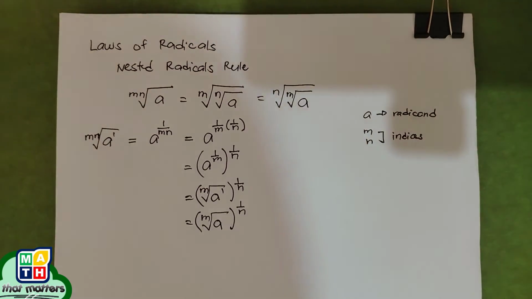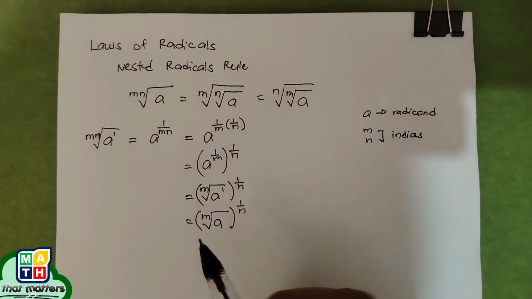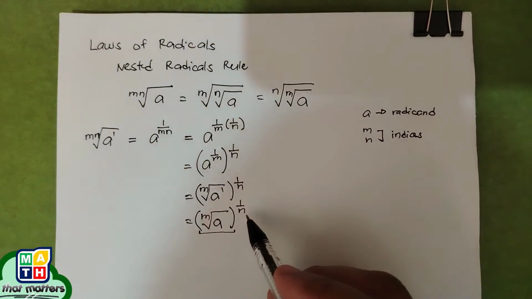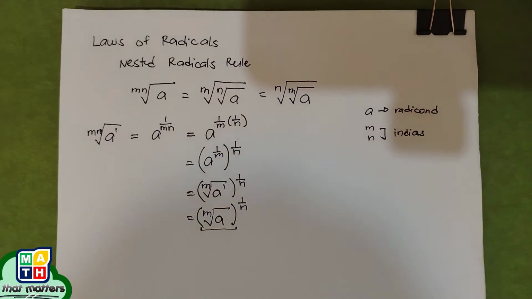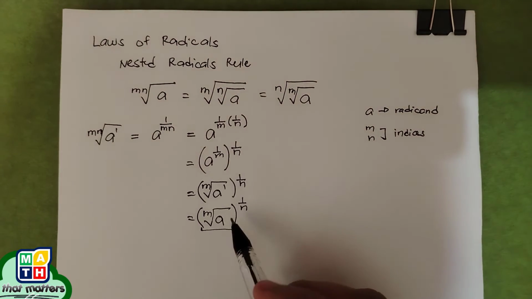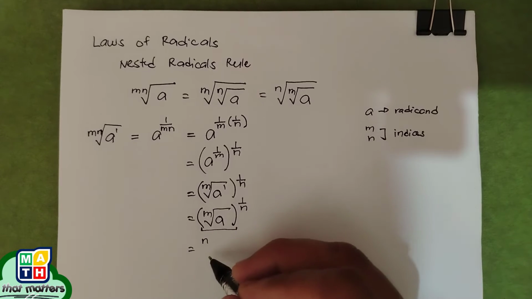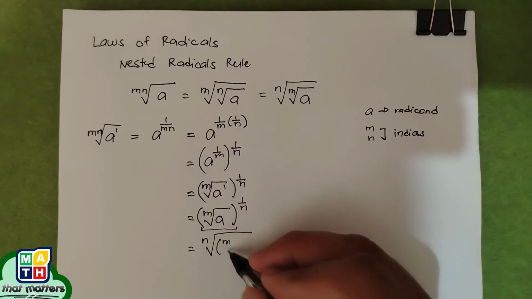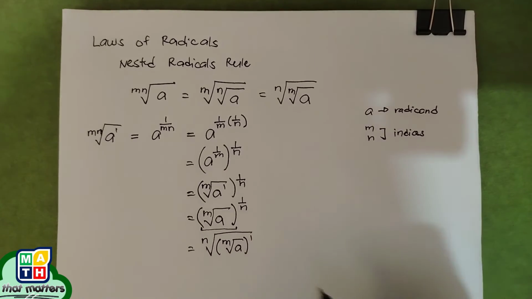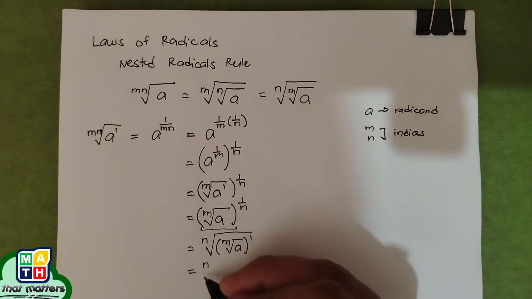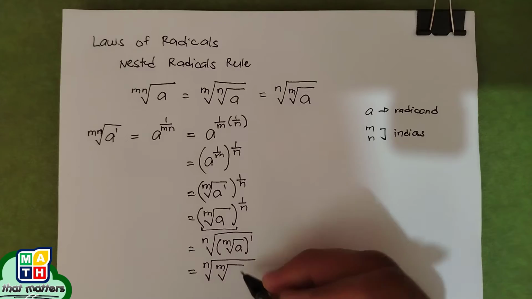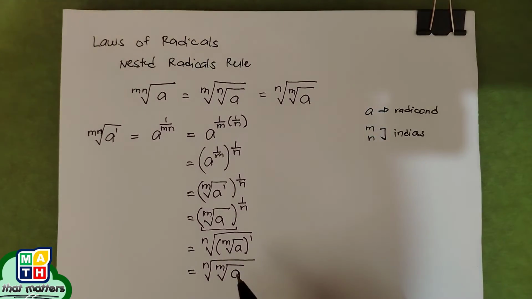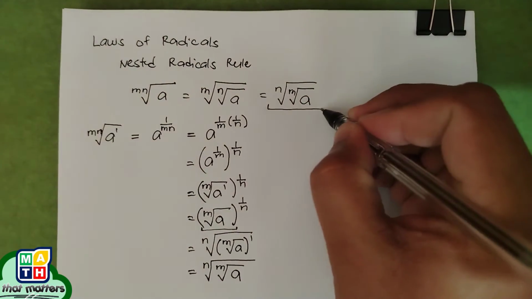Let me move up here. So what happens then now? This entire expression is also raised to another fractional exponent. So we can write another radical expression. We're treating this now as our new radicand. This would become the nth root, as this is our denominator, of the expression mth root of a raised to 1 as the numerator here. So basically it looks like this, the nth root of the mth root of a. So this shows the second statement here.